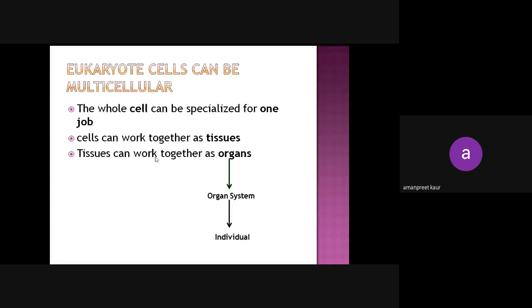So eukaryote cells can be multicellular. The whole cell can be specialized for one job. Cells can work together as tissues and tissues can work together as organs, and then they make the organ system, and then they make one fully fledged individual.